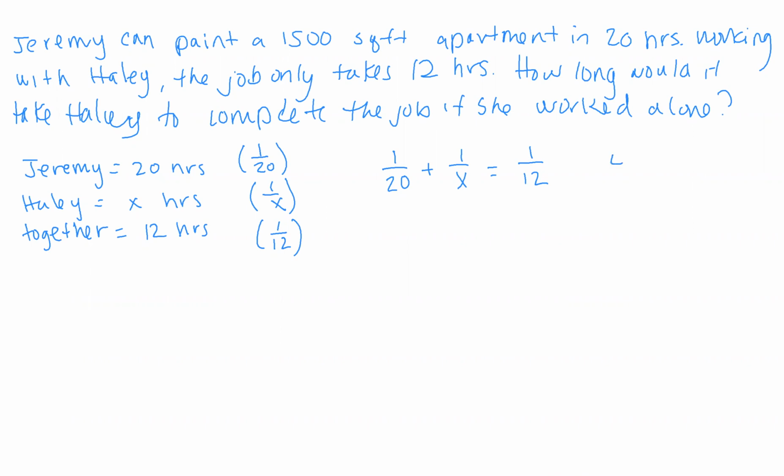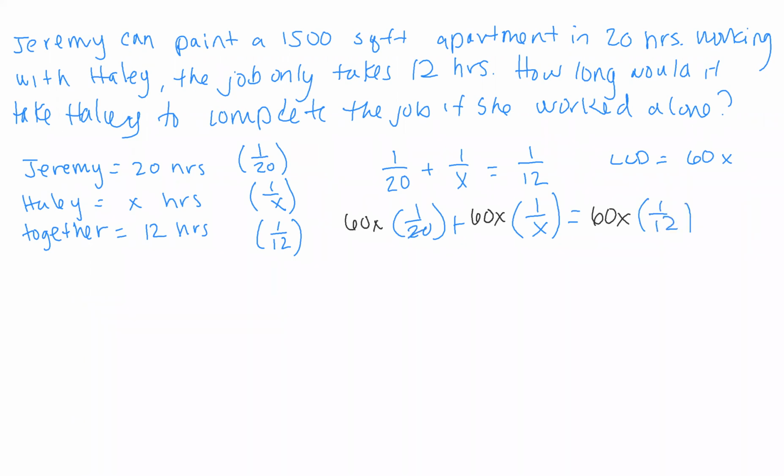We find an LCD. So this one might not be as obvious, but it's going to be 60x. So I take 60x and I multiply it by each term in the equation. And then I simplify. So 20 will go into 60 3 times. So I'm left with 3 times x times 1. In the second term, the x's cancel. So I'm left with 60 times 1. And then in the last term, 12 will go into 60 5 times. So I'm left with 5 times x times 1, or 5x.